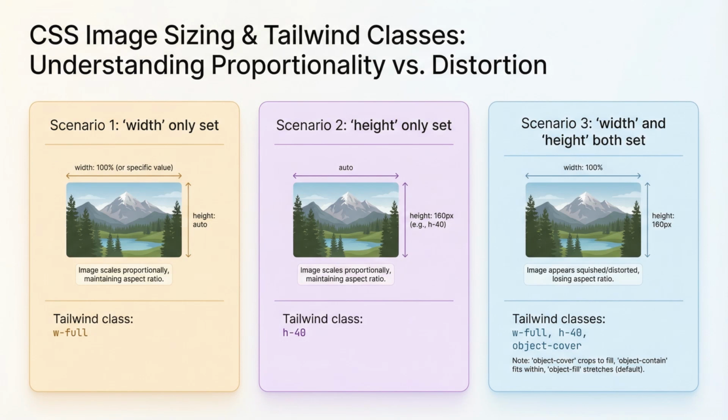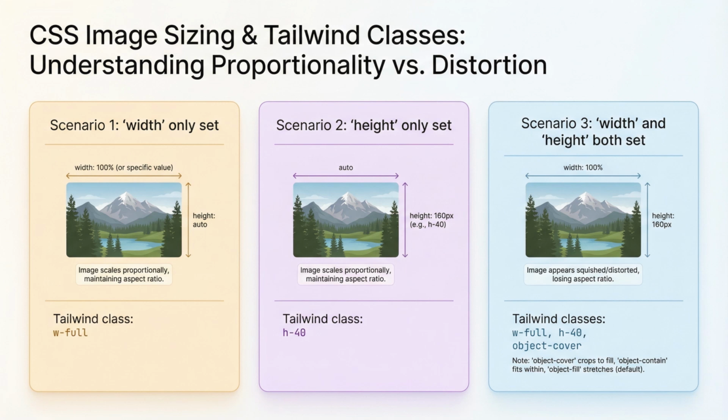This is an important concept for images. If you set only width or only height, the browser maintains the aspect ratio and scales the image correctly. But if you set both width and height to fixed values, the image gets squished or stretched. The solution, if you absolutely need both dimensions, is to use Object Cover.